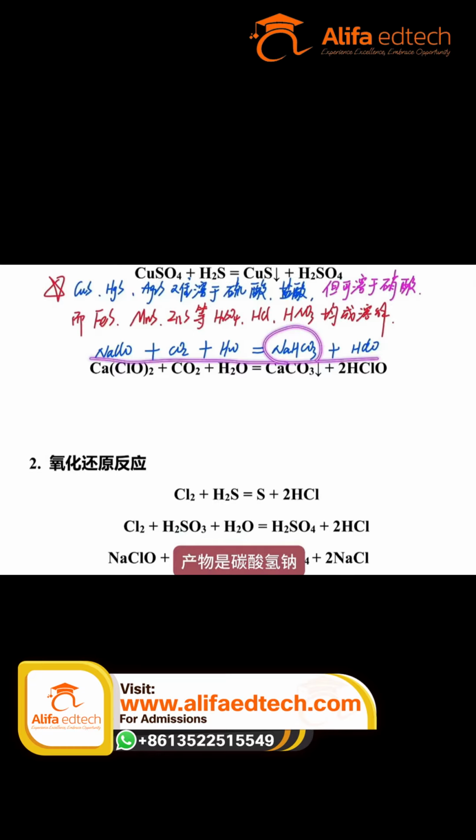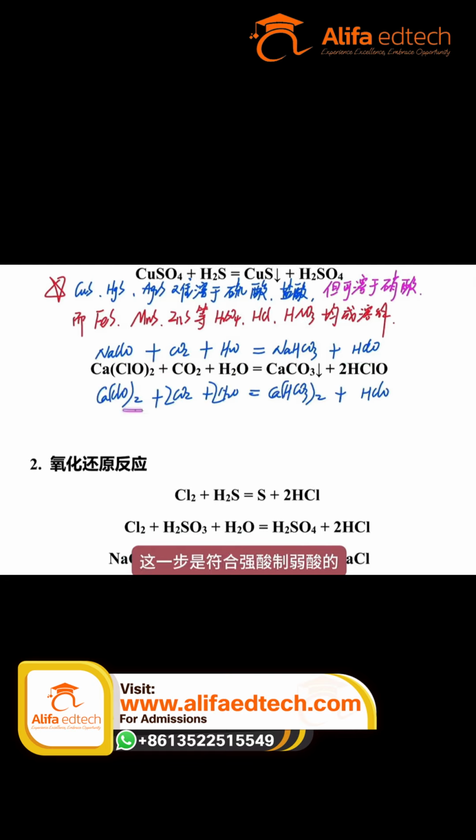carbonate, but when calcium hypochlorite reacts, the product is calcium carbonate. Actually, when calcium hypochlorite reacts with carbon dioxide, the first step is also the formation of calcium bicarbonate. This step follows the principle of a stronger acid producing a weaker acid. We know that carbon dioxide and water form carbonic acid, and carbonic acid is stronger than hypochlorous acid. Therefore, carbonic acid can be used to produce hypochlorous acid.